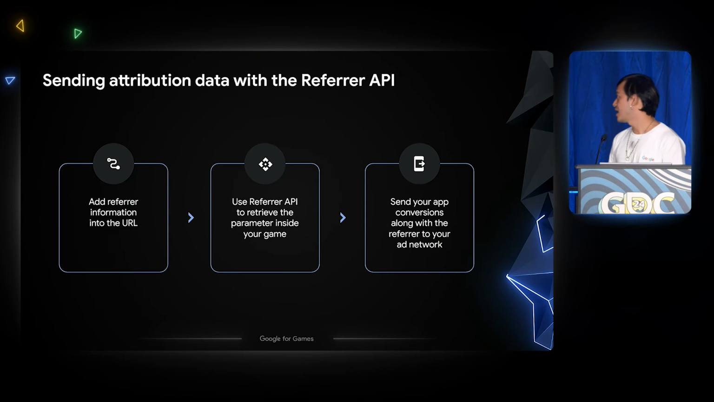So using these tools, we can identify the 3 steps for you to complete the app campaign optimization process. First of all, you need to make sure that you have the necessary referral information in your install URL. Secondly, you need to make sure that your game client is ready to retrieve the information by using the referrer API. And lastly, you need to collect all the in-app conversions and send them together with the referral parameter to your ad network. These 3 steps, in general, should work for any ad network. But let's be more specific, and we're going to show you how this works for Google Ads.